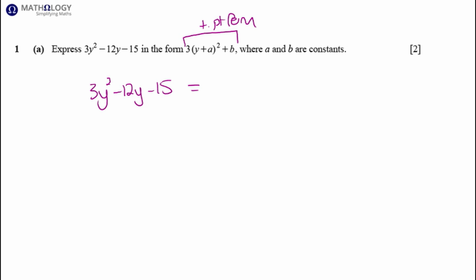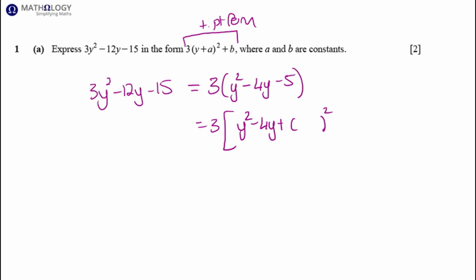The first step in completing the square is to ensure that the coefficient of the square term is 1. So we're going to divide each term by 3. We get 3 times (y squared minus 4y minus 5). Then add a bracket squared and subtract that same bracket squared. The content of the bracket is half the coefficient of the middle term, so half of minus 4 is minus 2.